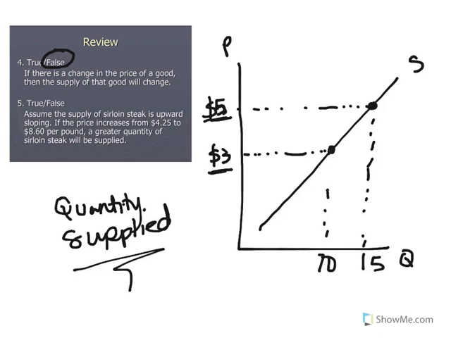If the price of a good increases, that causes us to move up along our supply curve, which causes the quantity we supply to increase. So notice here we went from supplying 10 to now supplying 15. So number 5 would be absolutely true.